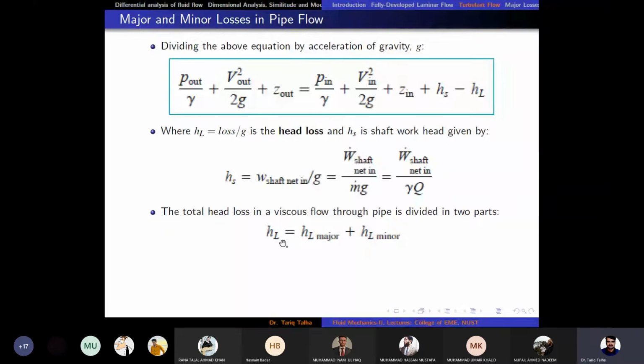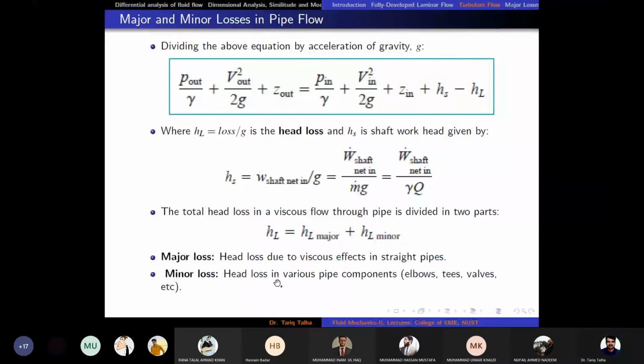Now this loss head has two components. One is the major loss head component, which is due to friction, and HL minor is the minor loss head component, which is due to different components. So that is written here. Now we are going to discuss this friction loss head and this component loss head, the major and minor loss head components, one by one. For the major loss component, we are only considering turbulent pipe flow through a straight pipe, right?